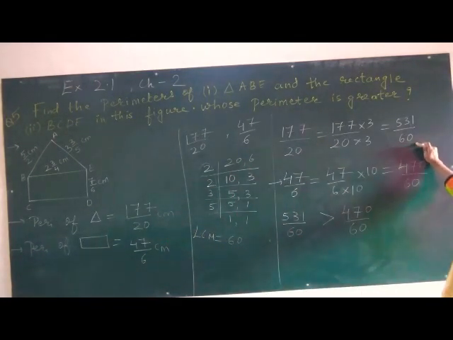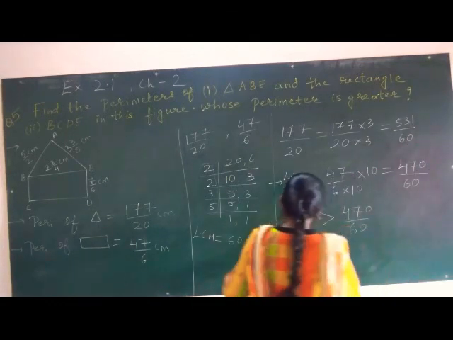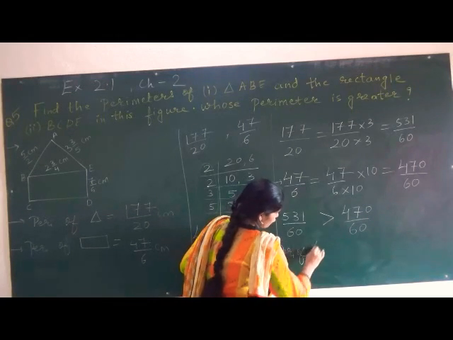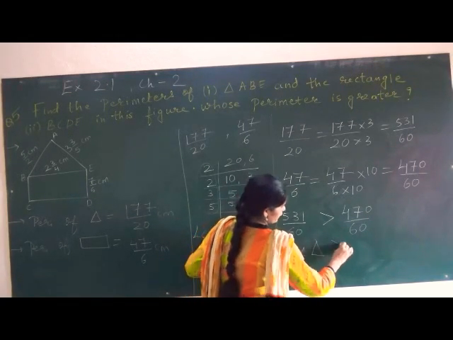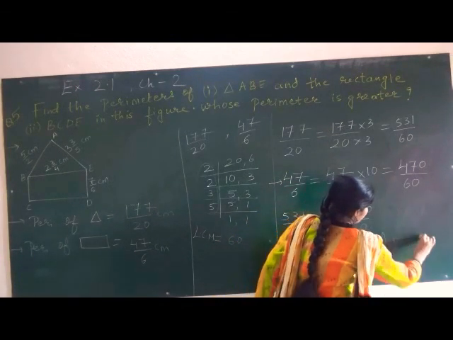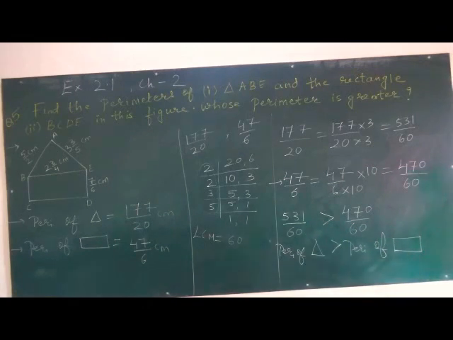So perimeter of triangle is greater than perimeter of rectangle. So here you will write perimeter of triangle is greater than perimeter of rectangle. So this way you can write your final statement that perimeter of triangle is greater than perimeter of rectangle.